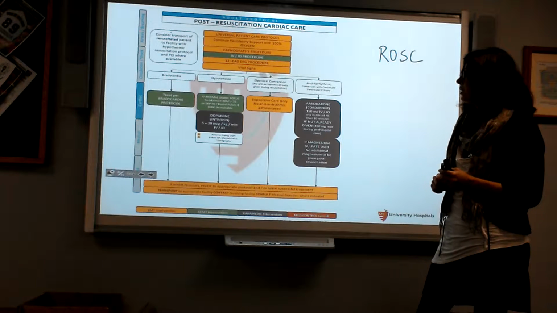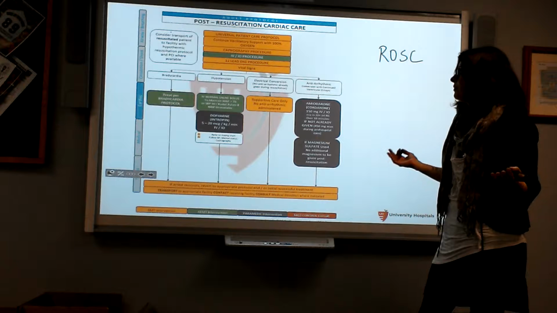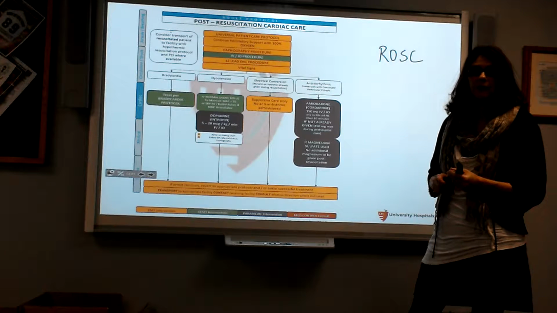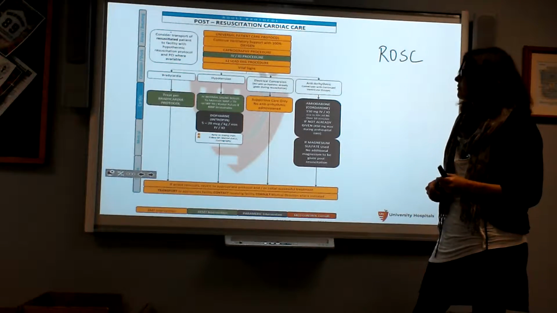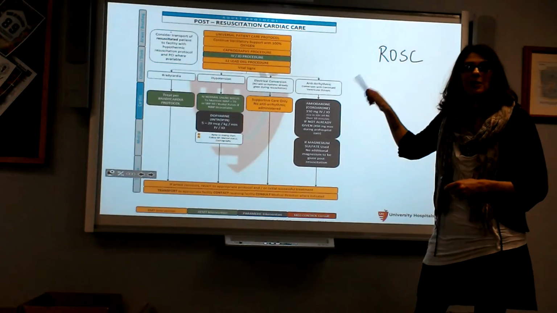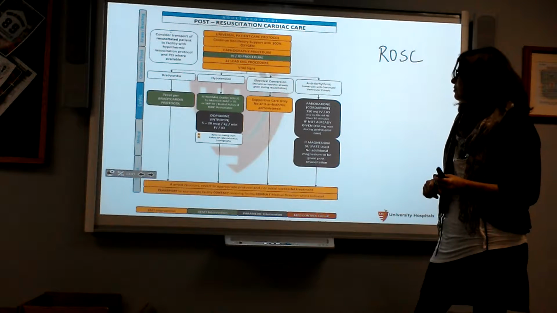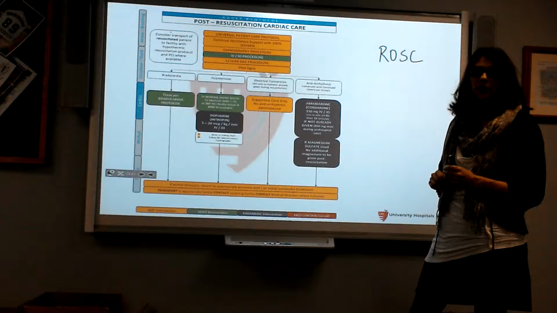Now, if you converted them electrically, which means you gave them a shock and they converted, we don't have to do anything. Just supportive care only. We don't give an amiodarone drip. We don't do any of that stuff. Now, if you converted them with amiodarone, then you need to continue it, and that's going to be 150 milligrams in 20 mLs over 10 minutes. And this is all in your protocol too.